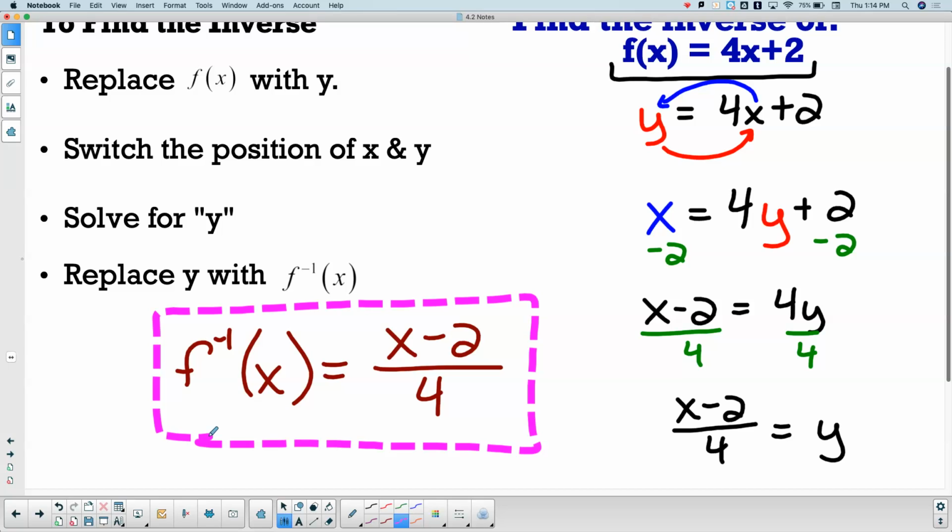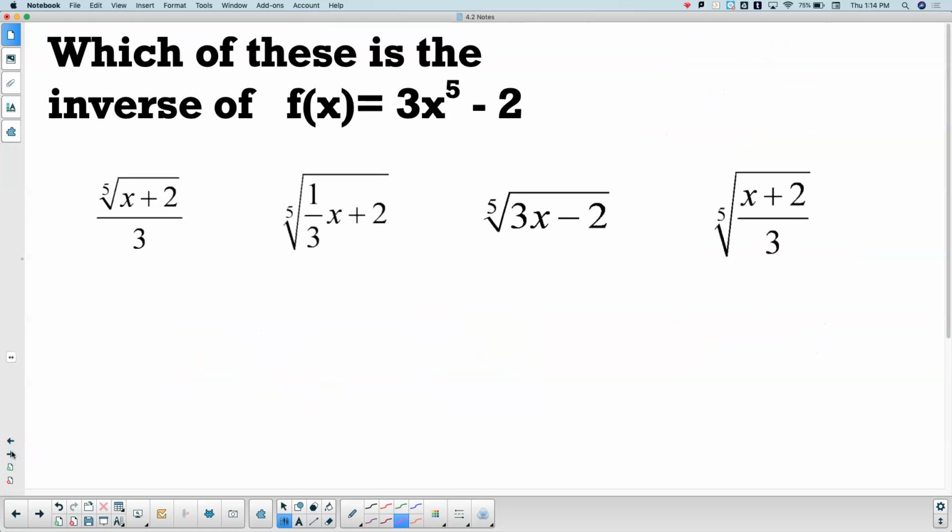Okay. So, f of x is 3x to the 5th minus 2. One of these, A, B, C, or D, is the inverse. You find it for me.